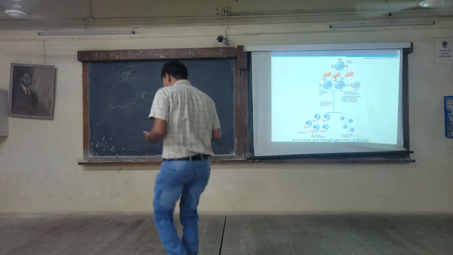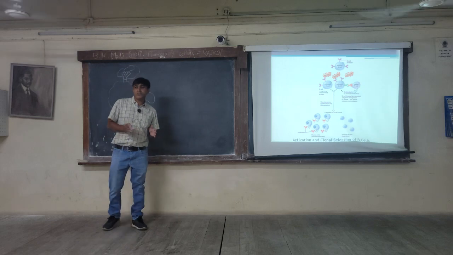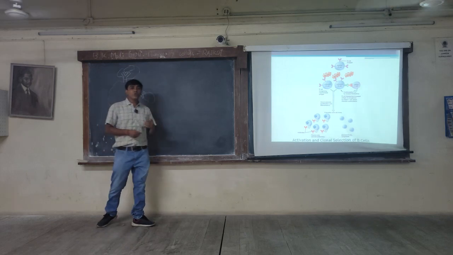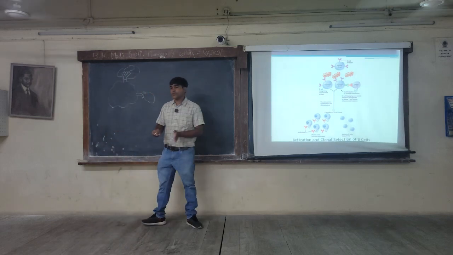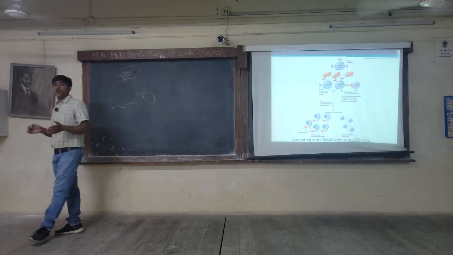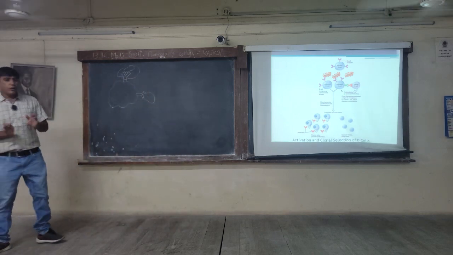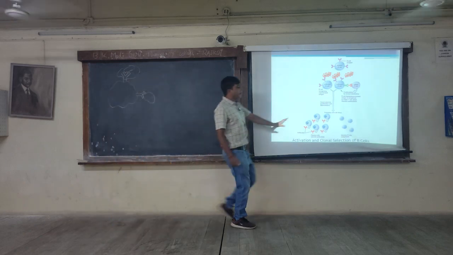So the B cells will be activated. Once the B cells are activated, they go through clonal selection. Clonal selection is a process of dividing the B cells in two groups. One half portion of the B cells will remain as a memory cell.